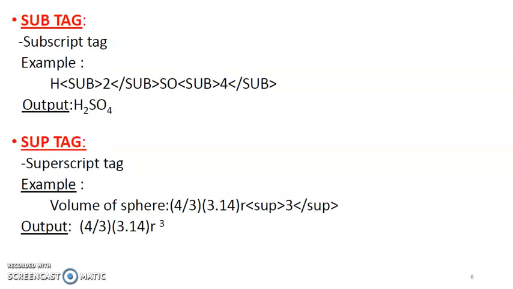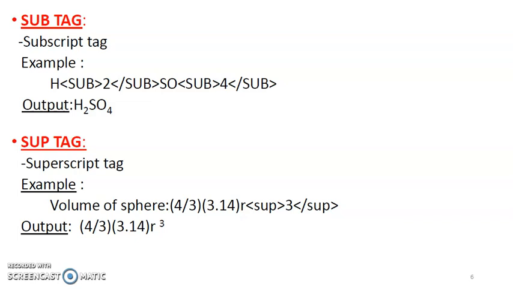Now you can see the other tags, that is the sub tag and sup tag. What is the exact meaning of these tags? Both of these tags are used whenever you write chemical equations. You can also use these tags in mathematics. The first one is the sub tag, which is also known as the subscript tag.